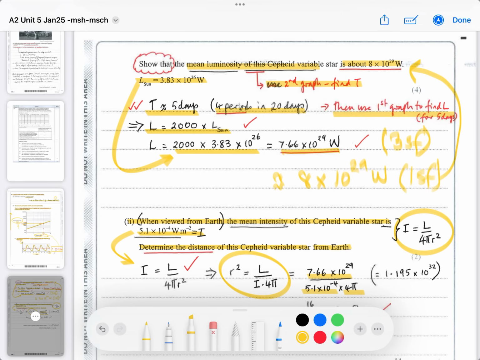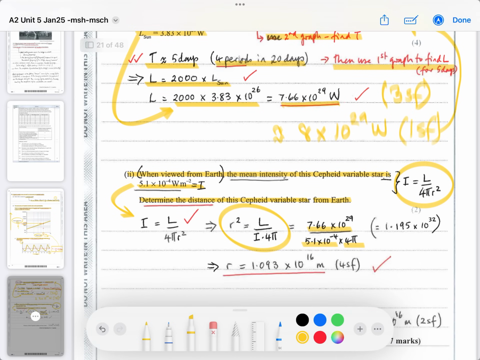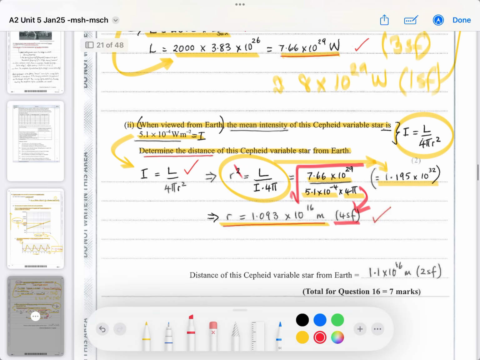And it gives you 1.195 times 10 to the 32, and that's for r squared. So r squared is equal to that, but you want r, so you square root that. We could have just done that in one go by making r the subject, and there's the answer to 4 significant figures, but you would then round it to 2 significant figures, because the data provided is given to 2 significant figures.